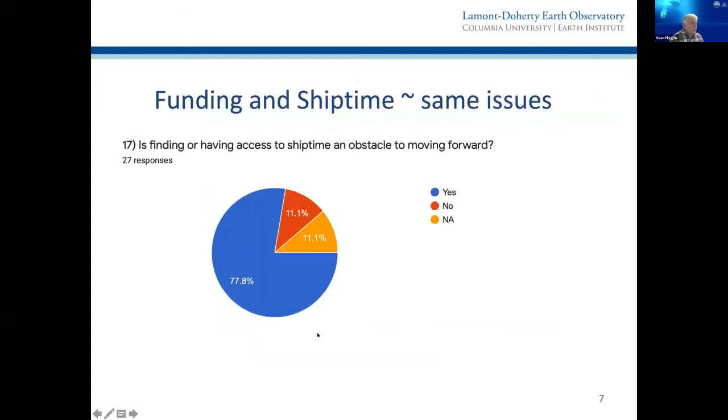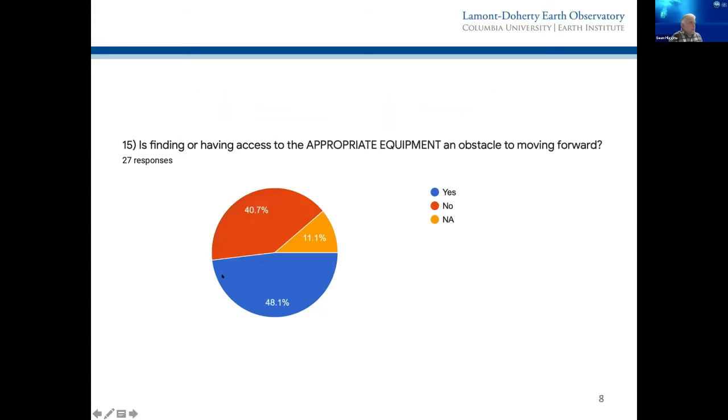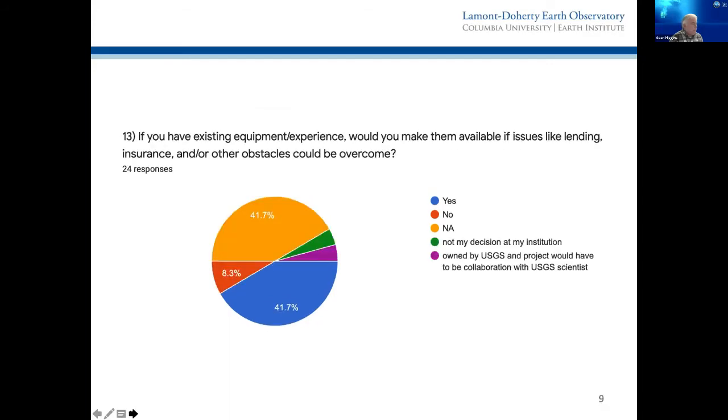Looking at these quickly, we're finding the same answers really for funding and ship time. It's always a challenge to get good proposals and to get them funded. But then, is finding or having access to the appropriate equipment an obstacle? Again, we see the breakdown a little bit that we saw in the first set of questions, where we have people that know where it is, we have people that have it, and then we've got a whole third to half the people for whom this is an access issue.